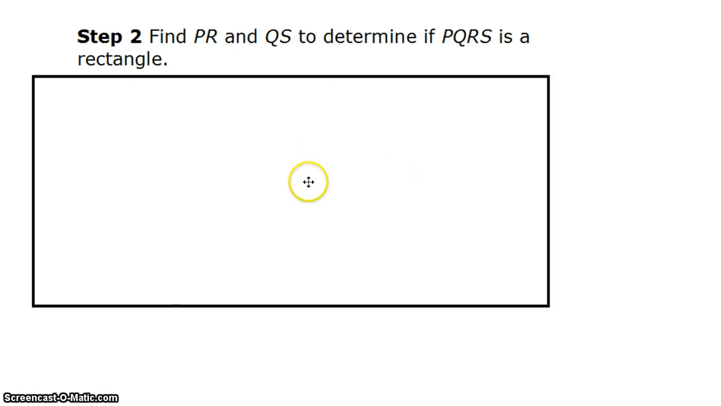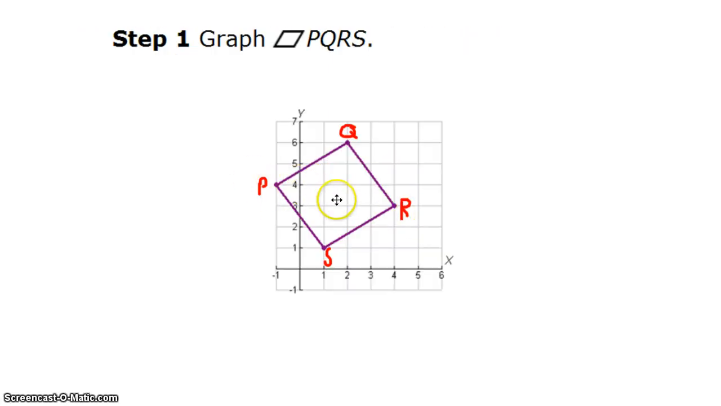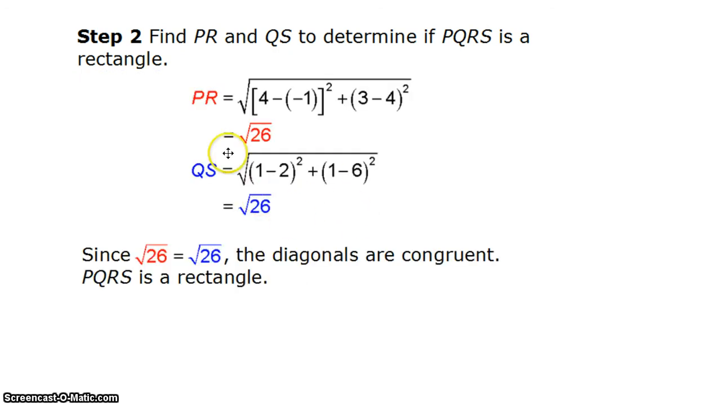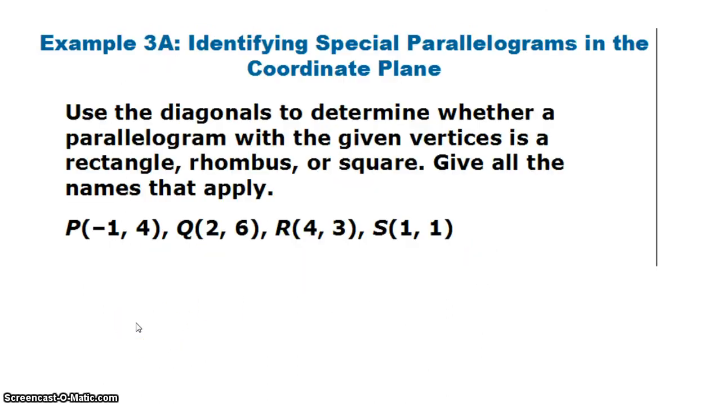So let's see. How will we find the distance here? We're going to use our distance formula, right? It's the hypotenuse of a right triangle. Same is true for QS, right? We'll have to imagine that hypotenuse. So use your distance formula, and when you do, pause, come on back, see if you agree with me here. And look at that. Both of them, PR and QS, are square root of 26. Since they are equal, these diagonals are congruent, and so we could state that PQRS is a rectangle.